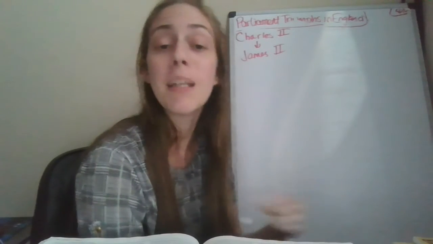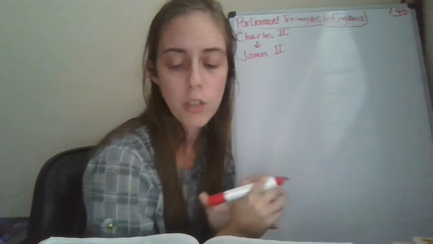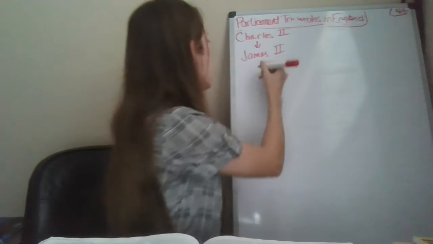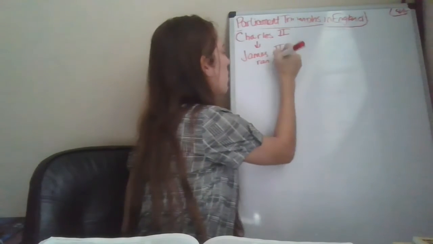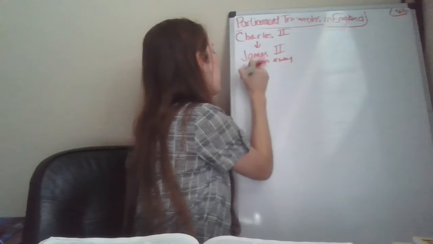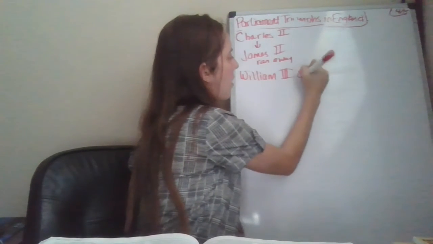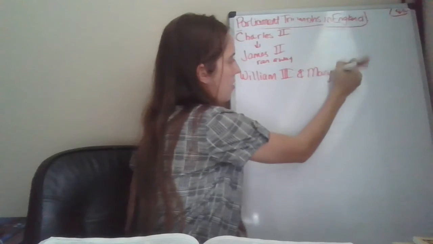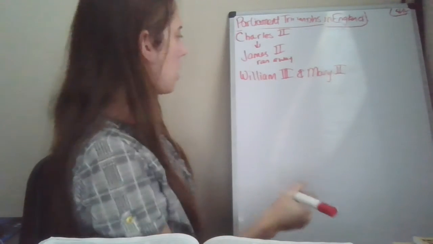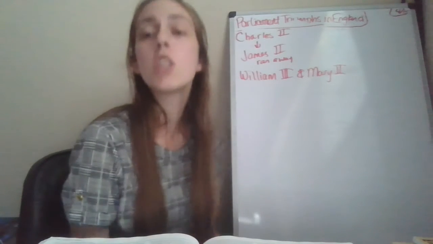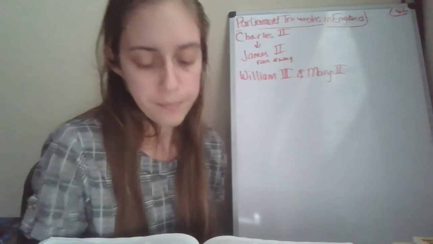But James II immediately ran away. So it was completely bloodless. It was called the Glorious Revolution because there was no bloodshed. So James II ran away as soon as William and Mary came, so William III and Mary II. Because Mary was James's daughter, she was queen, but she did crown William as king, so they ruled together.